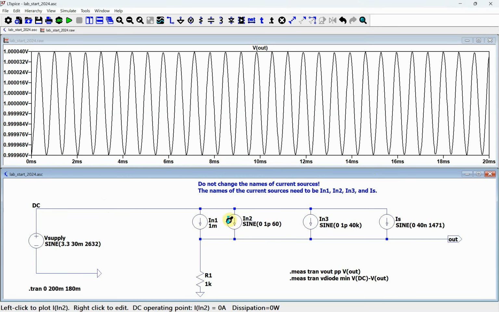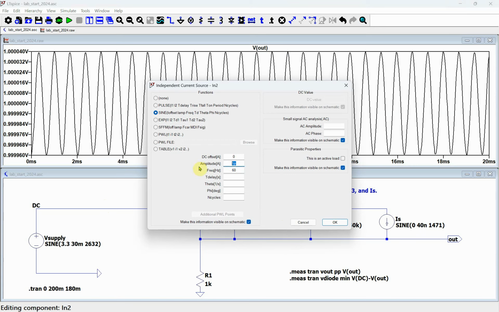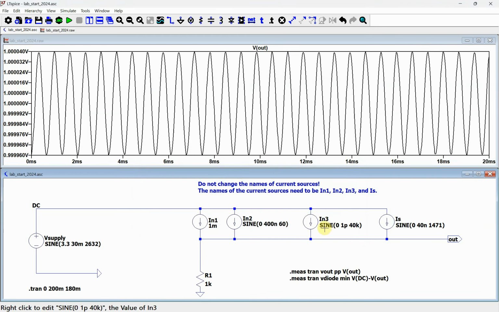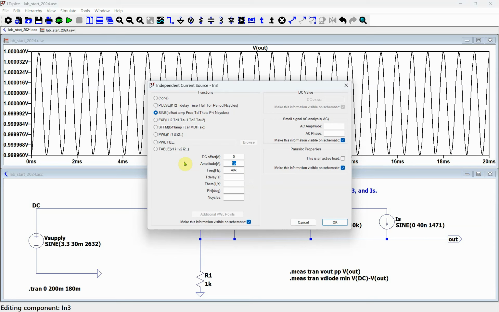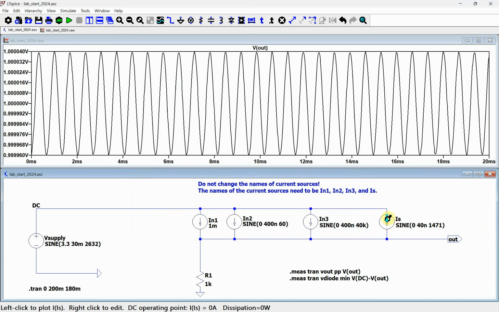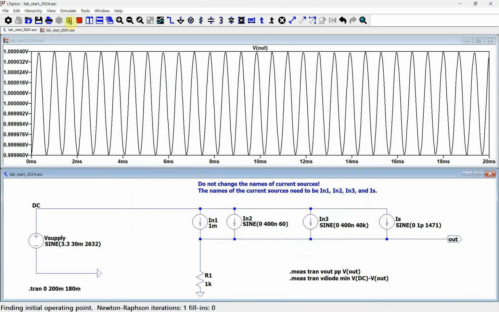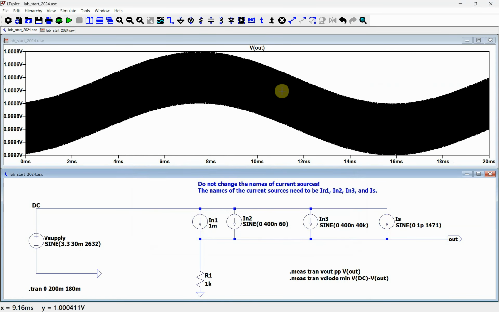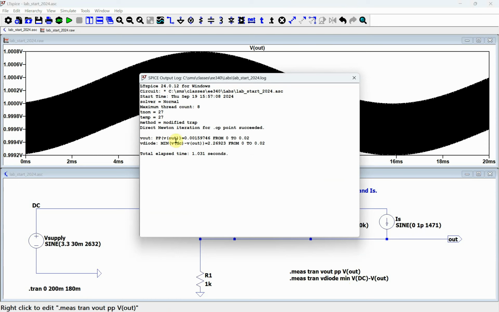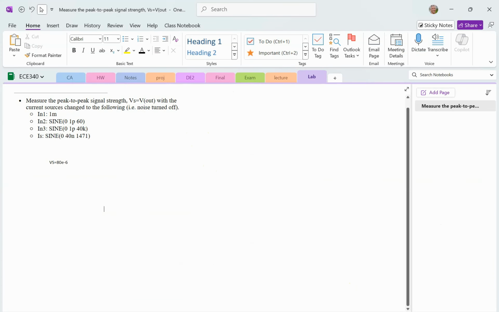Now we're going to go in and measure the noise. So we're going to turn these back on. These were at 400 nanoamps. And we're going to turn our signal off, so we're going to make this one the 1 pico. We're going to run that, and you see it has this DC noise and this high frequency noise. We're grabbing the peak to peak, and you see it has a peak to peak of 1.6 millivolts. That is called the Vn.